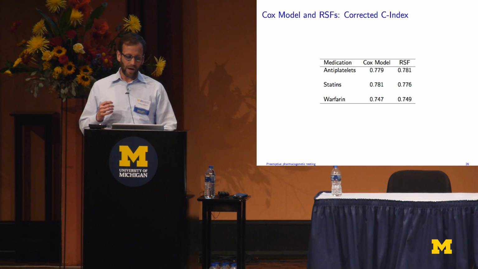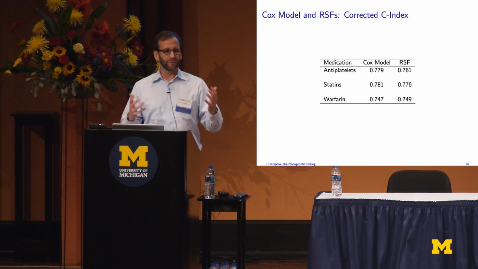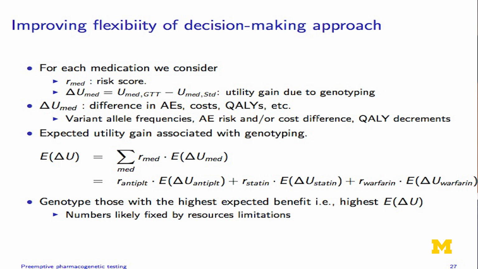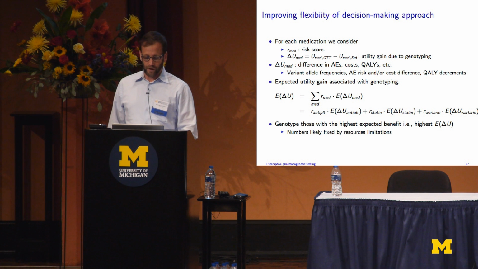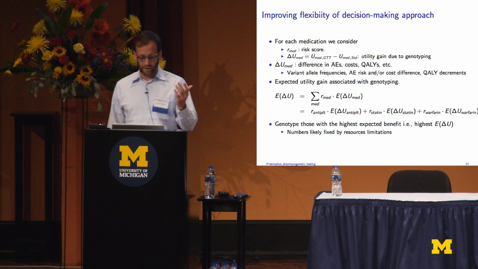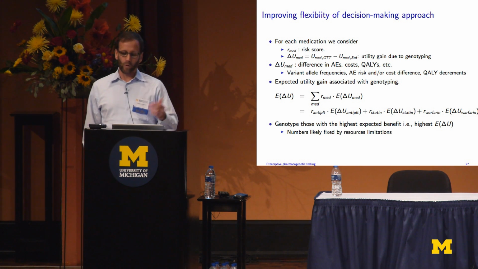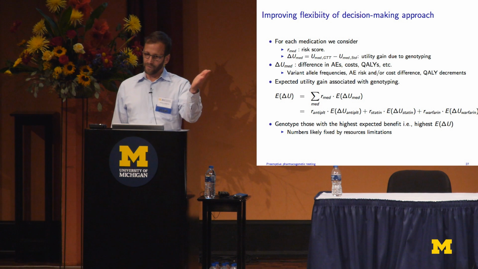You could use either a Cox model or the random survival forest and get predicted risks for each person. And now what we want to start thinking about is how do we decide who to genotype? So for each medication, we can consider the risk score. What is your risk of getting put on one of these medications? And now what we want to incorporate is the utility gain associated with genotyping that person for that medication. So the utility gain would be the utility for the medication under genotype-tailored therapy minus the utility for the medication under a non-genotype-tailored therapy or standard therapy. And the difference between those two is the utility gain or the benefit associated with having genotyped somebody for that particular medication.